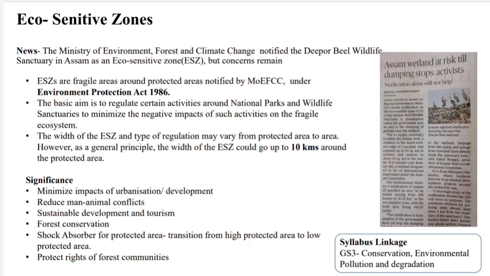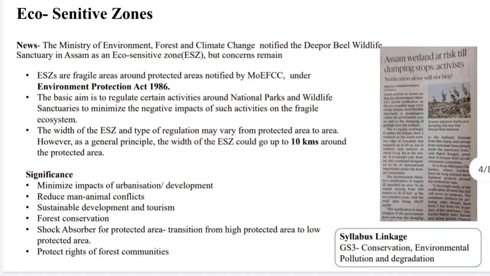So it includes minimizing the negative impacts of urbanization or development, reducing man-animal conflicts, sustainable development and tourism, forest conservation and protection of rights of forest communities, and it also acts as a shock absorber for protected areas, that is, a transition zone from highly protected area to a low protected area.